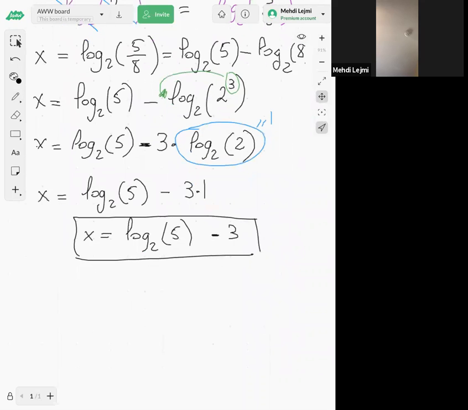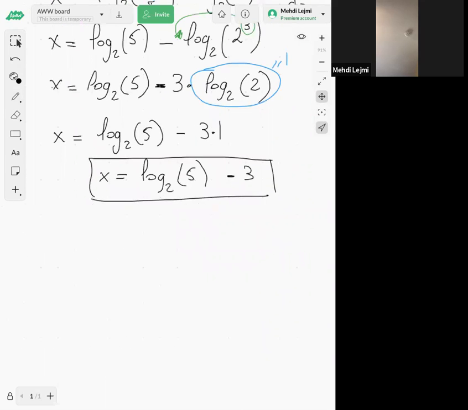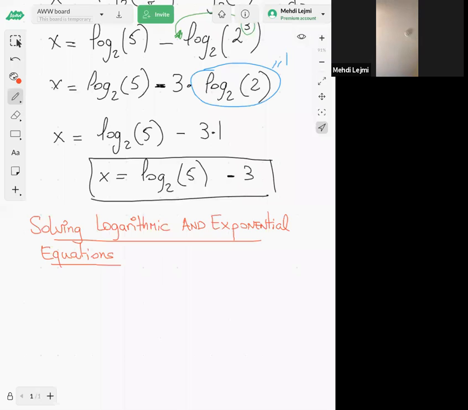Now we're going to solve some logarithmic and exponential equations. I'm going to start with the logarithmic equations. I'm going to do a couple of examples, guys, to show you how to solve logarithmic equations in general.